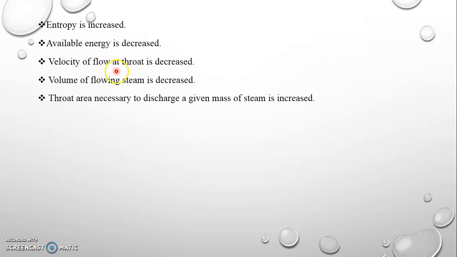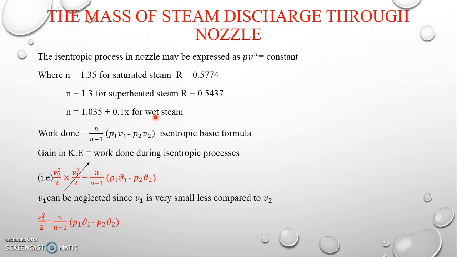Velocity of the flow at the throat is decreased. Volume of flowing steam is decreased. Throat area necessary to discharge a given mass of steam is increased. Next slide. The topic is the mass of steam discharged through a nozzle.